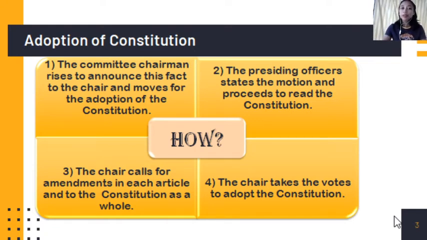Then the presiding officer states the motion and proceeds to read the Constitution. Either he reads it himself or he will assign this task to the secretary. The Constitution is read article by article, and after each article, the chair calls for amendments. After there is no more discussion regarding the amendments to each article, the chair calls for another amendment to the Constitution as a whole. If there is no further discussion, amendment, or consideration, then let's proceed to our last step, which is that the chair takes the vote to adopt the Constitution, which requires a majority vote.